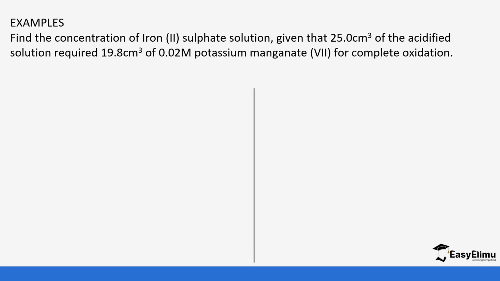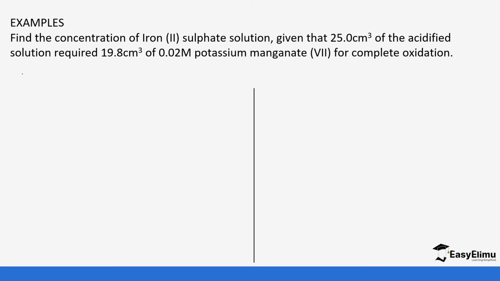So an example of a question, you'll notice this question has been compressed. It's a titration question, but it is compressed. So we are going to look at the question and then we'll look at one titration question. So find the concentration of iron 2 sulfate solution given that 25 centimeters cubed of the acidified solution required 19.8 of 0.02 molar potassium permanganate 7 for complete oxidation.